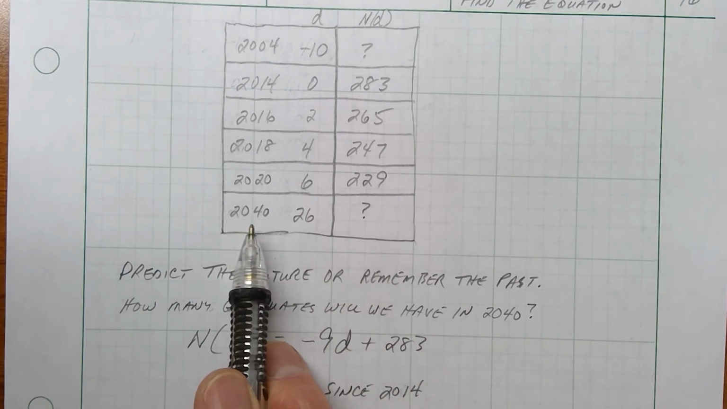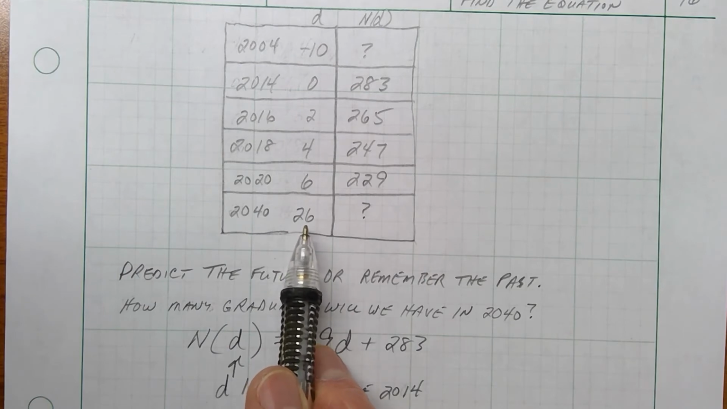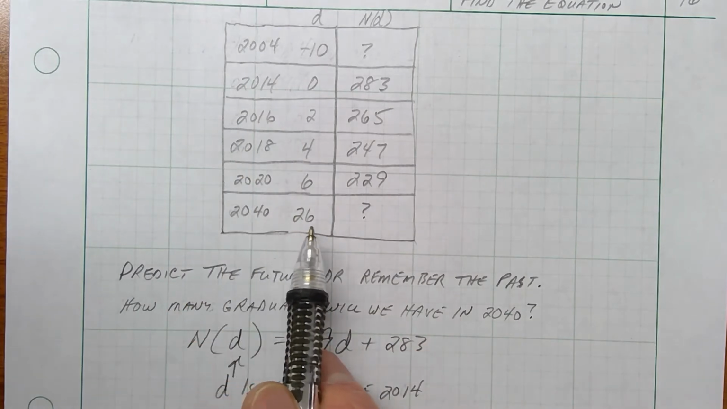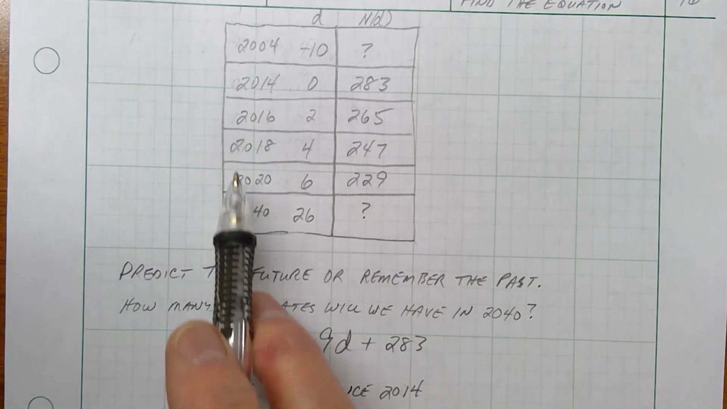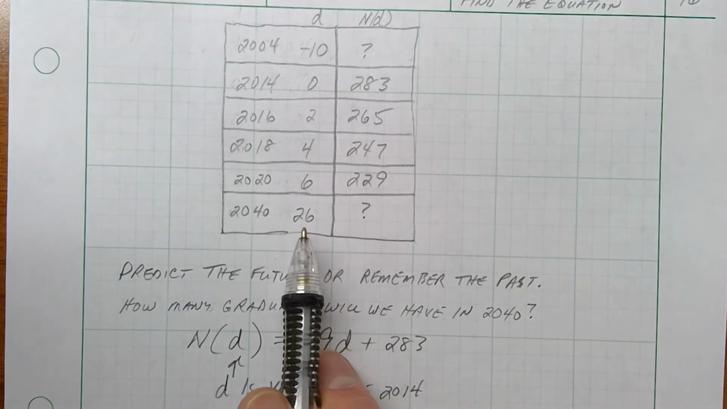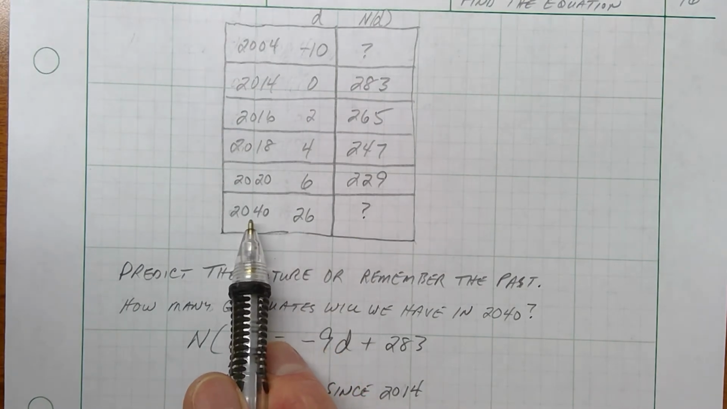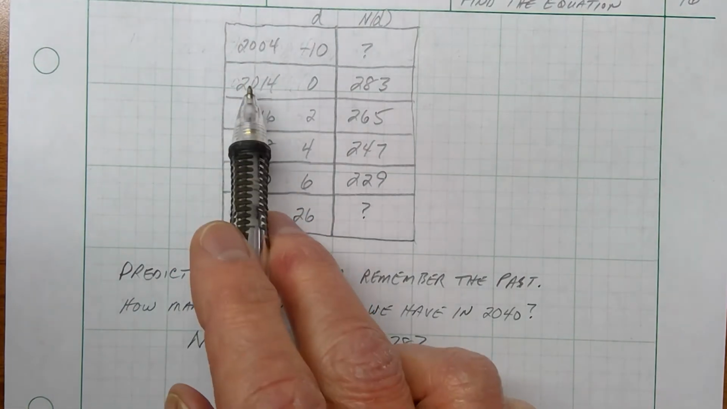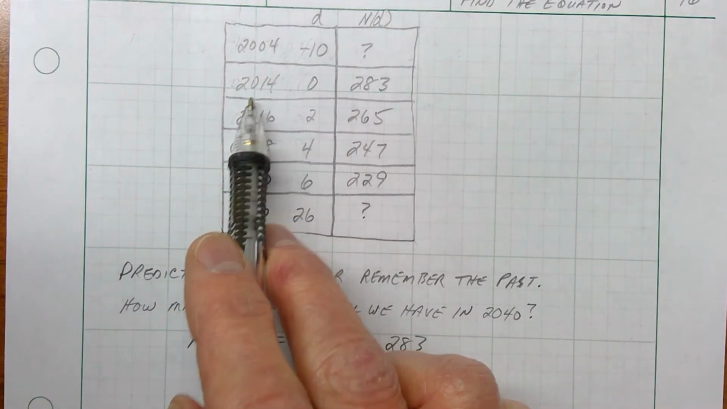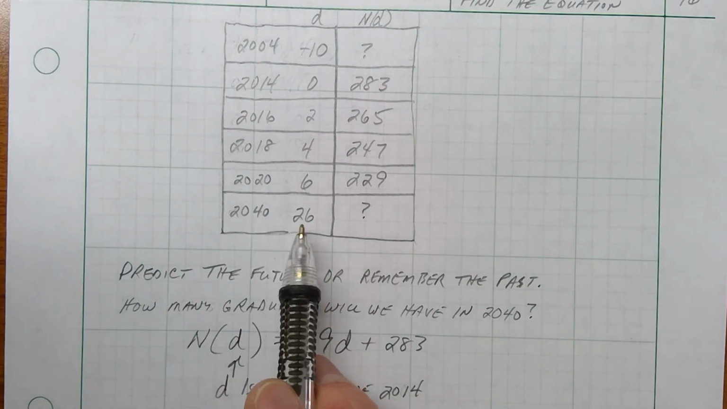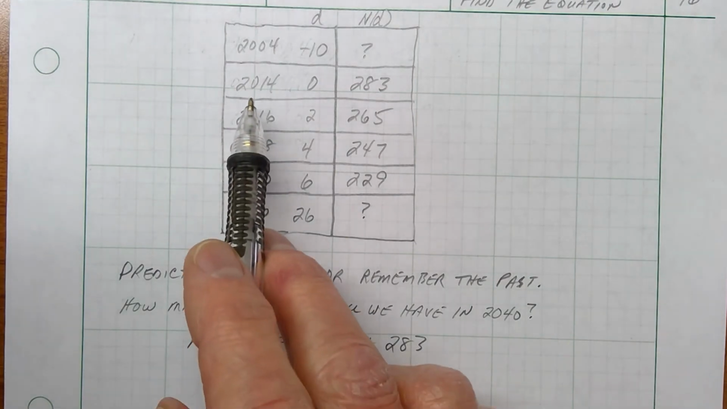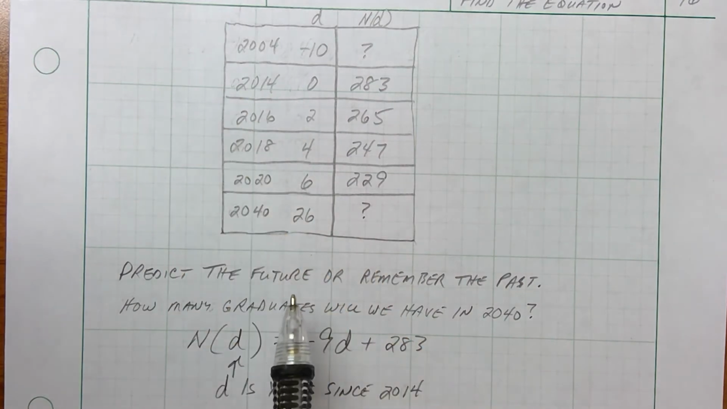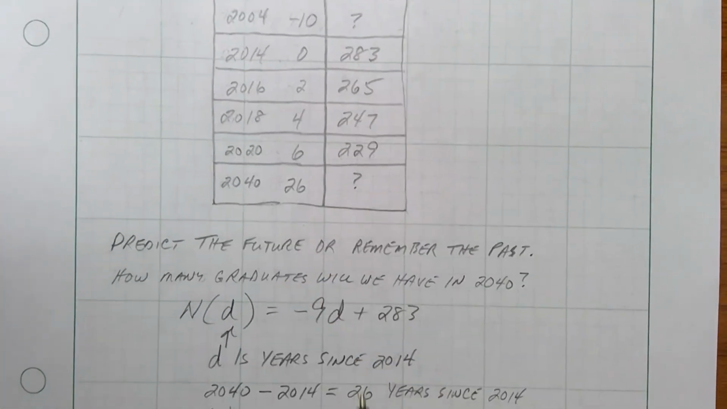Well, I don't want to put 2040 into my formula. I want to put 26, because 26 is the years it's been since 2014. Now, how do I find that? I just do 2040 minus 2014. That means 26 years later. 2040 is 26 years after the first value in our table. One more time. To find this 26, 2040 minus 2014, our initial value, the first value in our table, tells me that D is 26.